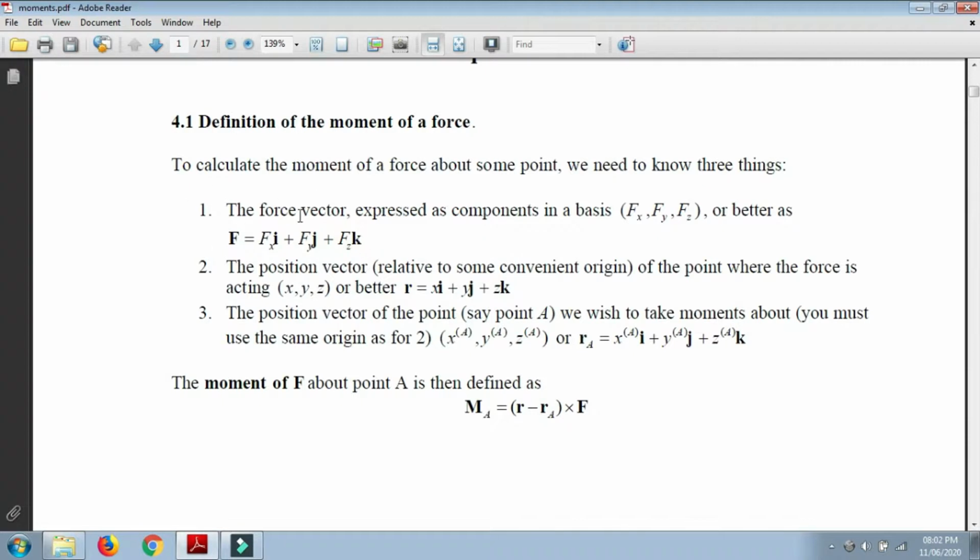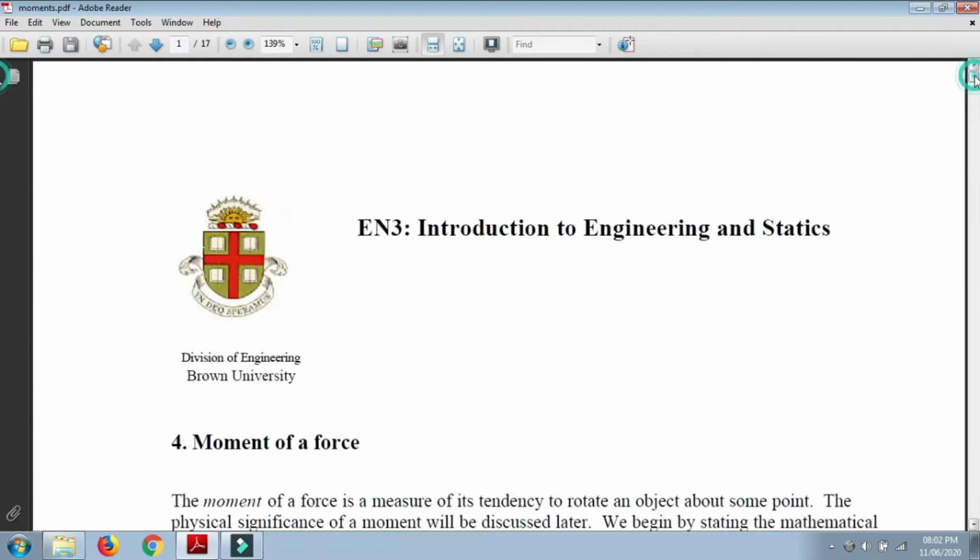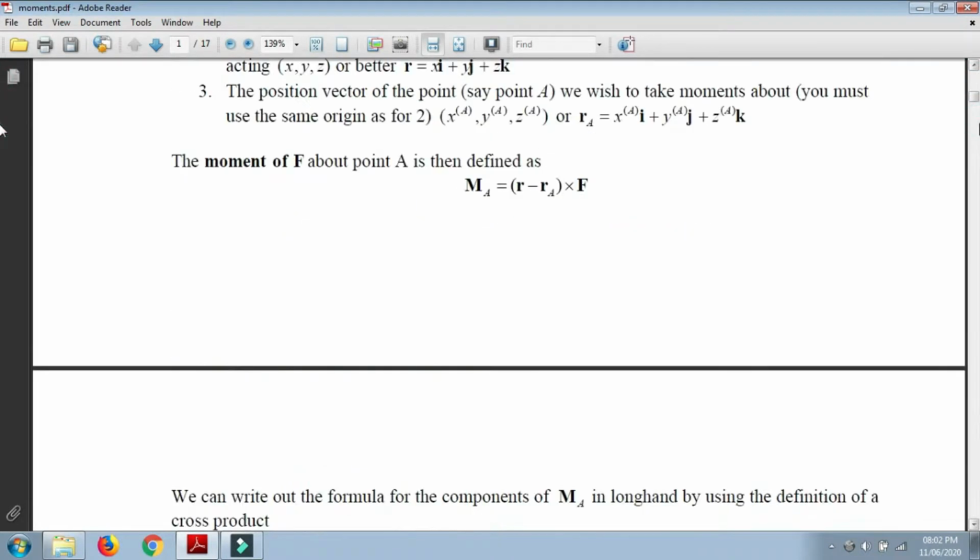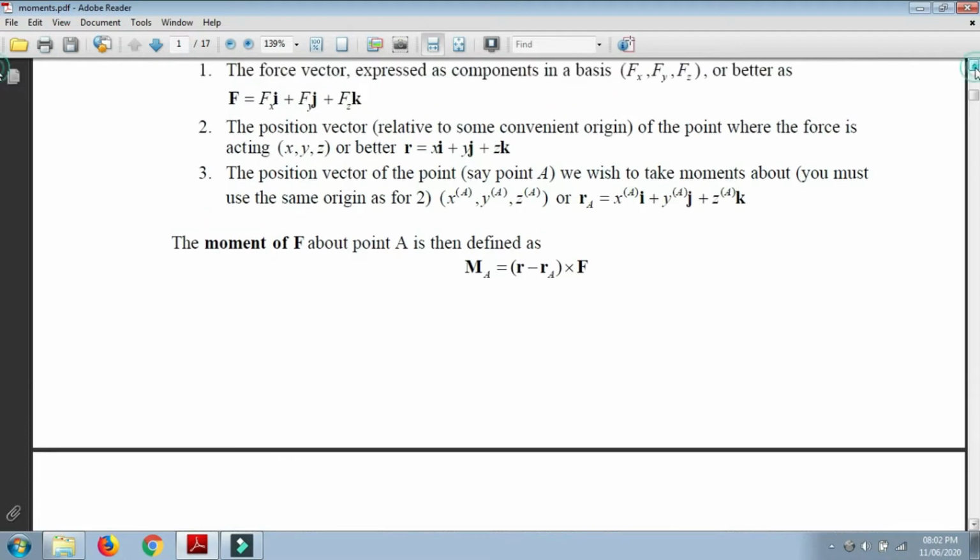Remember I told you in the previous slide that those three components could be expressed as Fx i plus Fy j plus Fz k. Second, the position vector relative to some convenient origin of the point where the force is acting. I told you the position vector R is equal to x i plus y j if you have a two-dimensional system. If you have a three-dimensional system, it will be x i plus y j plus z k.